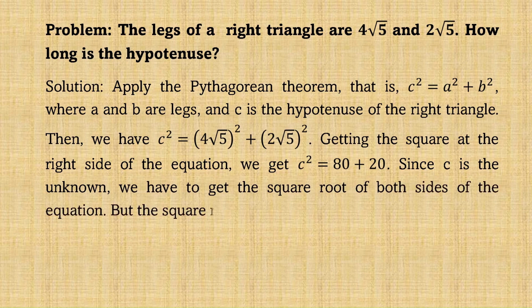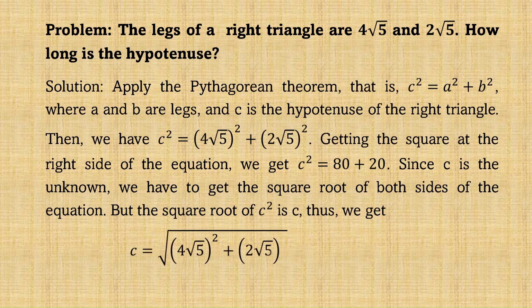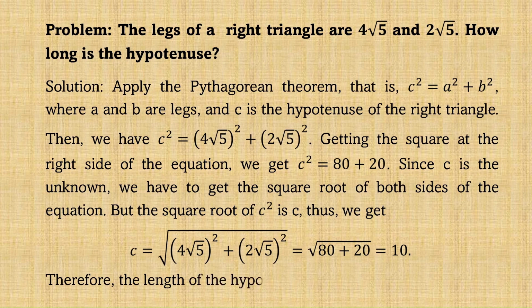Getting the squares at the right side of the equation, we get c squared is equal to the square of 4 times the square root of 5, which is 80, plus the square of 2 times the square root of 5, which is 20. Since c is the unknown, we have to get the square root of both sides of the equation. But the square root of c squared is c, thus, we get c is equal to the square root of 100, which is 10. Therefore, the length of the hypotenuse is 10 units.